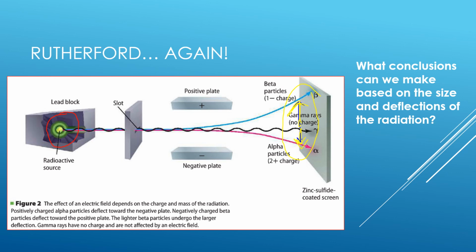Now for gamma rays, since they didn't really move, I can't really come to any conclusions about their mass, simply because they just went straight through. So our conclusion so far, beta particles are negatively charged and are less in size or have a lower mass than alpha particles. Gamma rays, currently we know that they have no charge, and alpha particles we know are positively charged and have the largest mass.